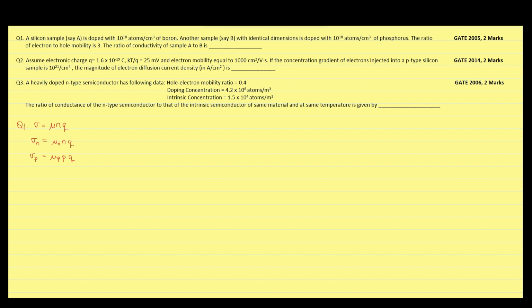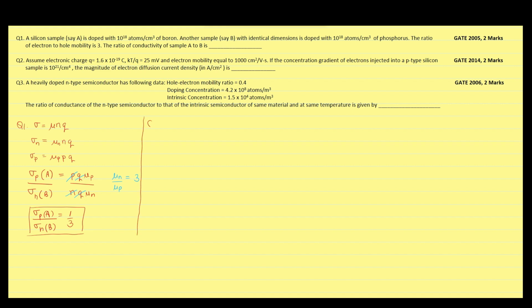So, the ratio of conductivity of sample A to sample B will be equal to the concentration of free electron and hole, which are provided to be equal. Therefore, we can cancel. The charge on the charge carriers is also the same. The ratio of electron to hole mobility, which is mu n divided by mu p, is given to be equal to 3. Therefore, the conductivity of sample A to conductivity of sample B will be equal to 1 upon 3.